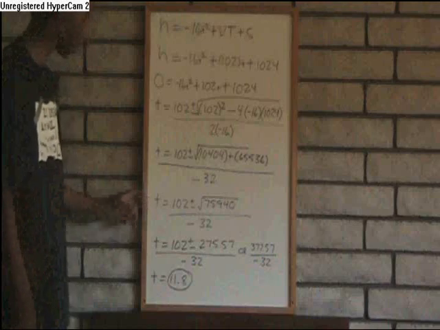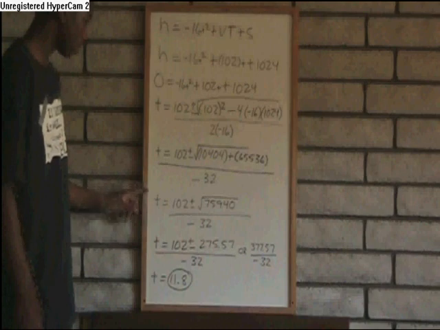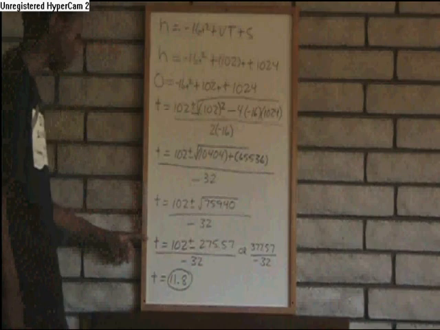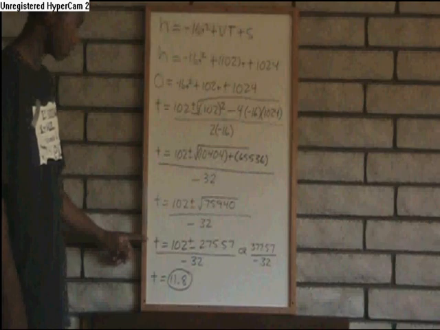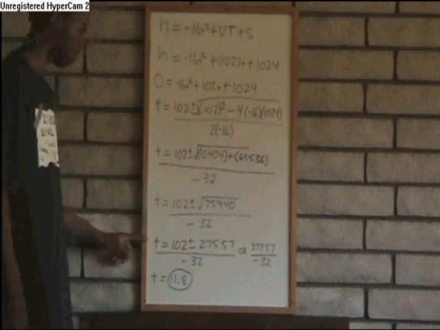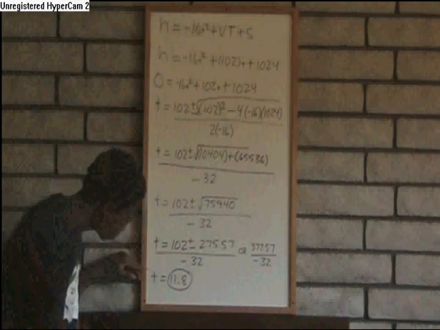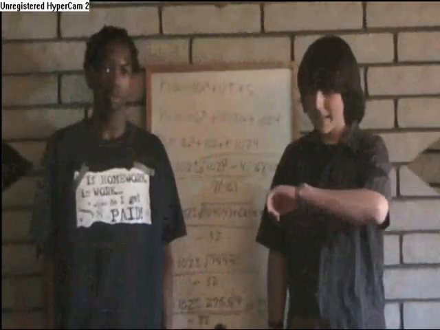Find the square root of 75,940. Now our equation is t equals 102 plus or minus 275.57, all over negative 32. And our answer is t equals 11.79. So it should take Cody about 11.8 seconds to get out of this hole. 10, 11... Whoa!